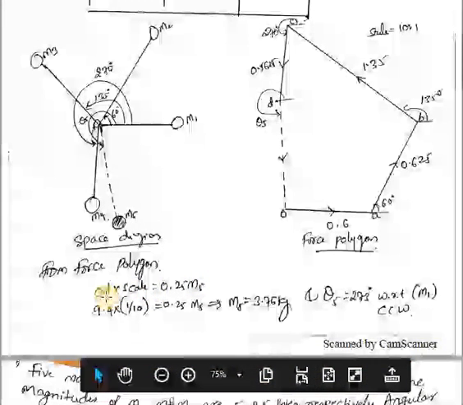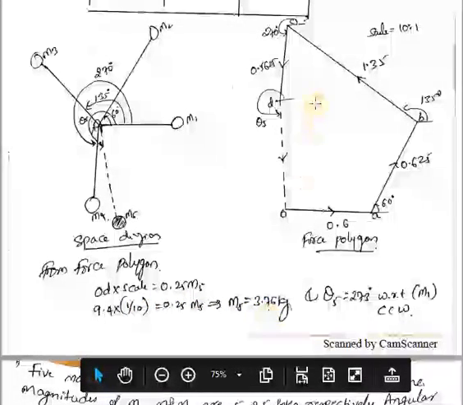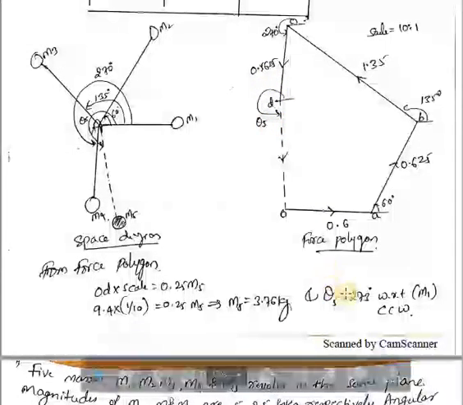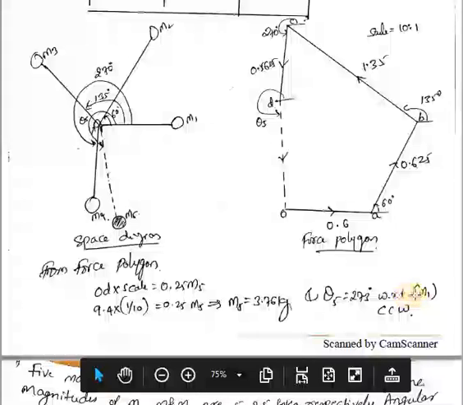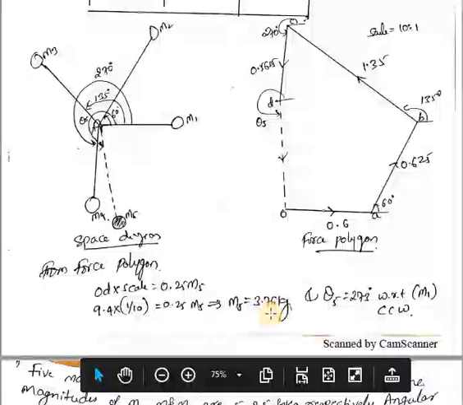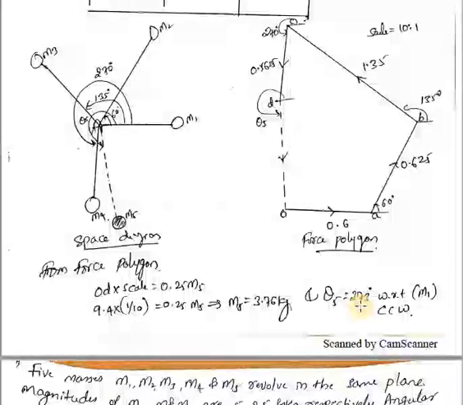So substituting OD value from the force polygon, substituting the scaling factor, you will get M5 as 3.76 kg. And if you measure the angle in counterclockwise direction, it will be 273 degree with respect to M1 in counterclockwise direction. So this is the complete solution. So here the balancing mass is 3.76 kg and its angular position is at 273 degree.